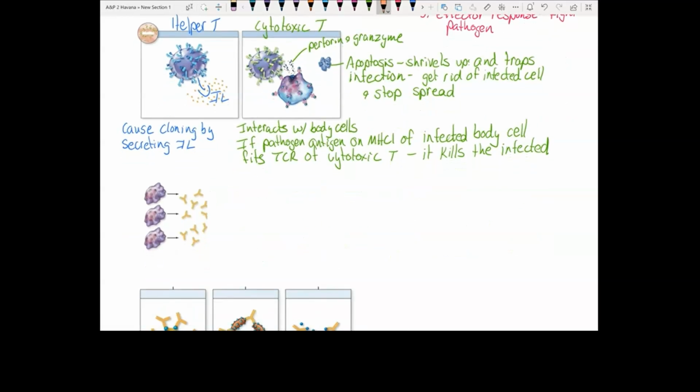Then the B cells, remember the B cells clone into plasma cells. And plasma cells make antibody. So here is antibody. And this antibody fits the pathogen antigen. So it's not just any antibody. It's antibody specific to the pathogen you are sick with right now.